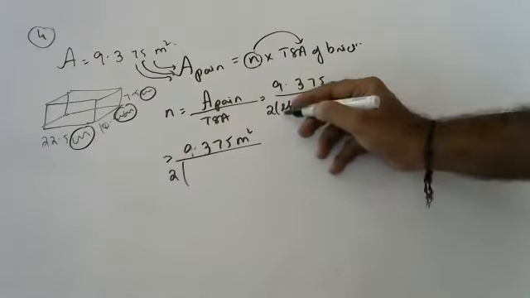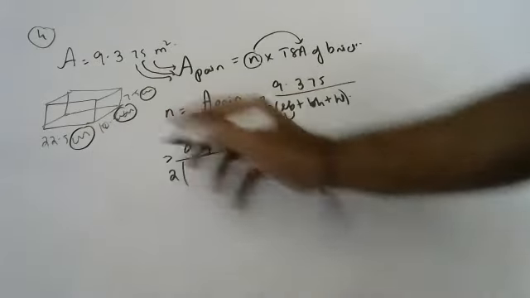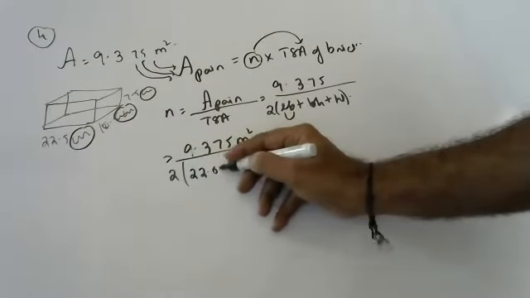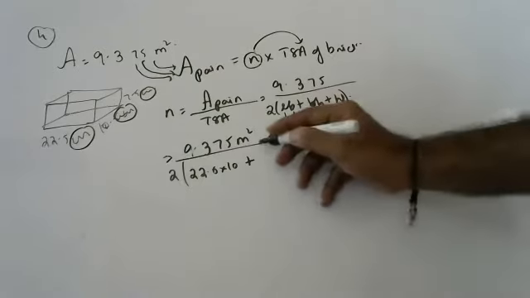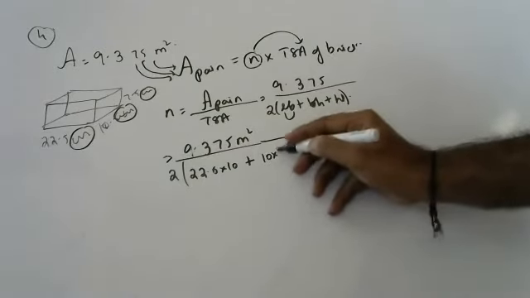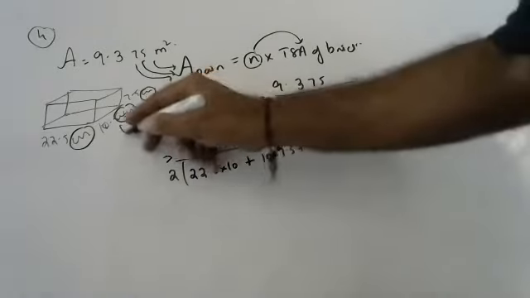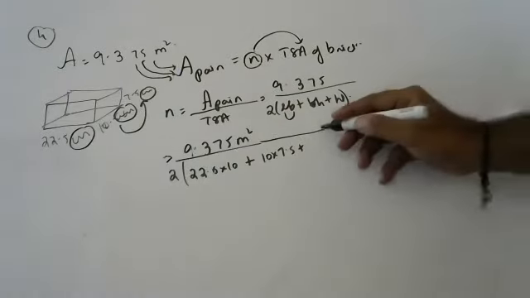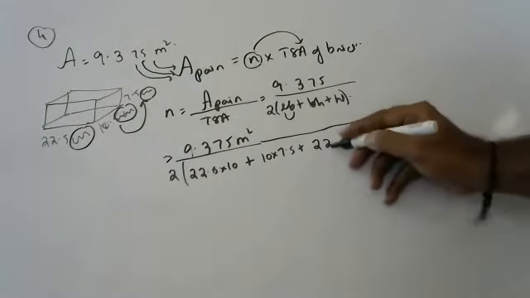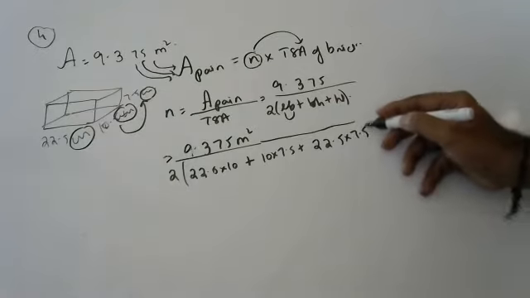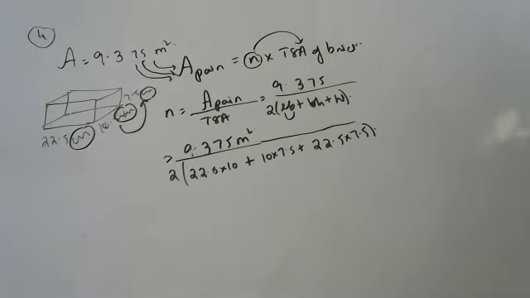2 into, what is LB, children? LB, so 22.5 into 10.5. What is BH? 10 into 7.5. What is HL, children? 7.5 into 22.5. Children, try to understand.